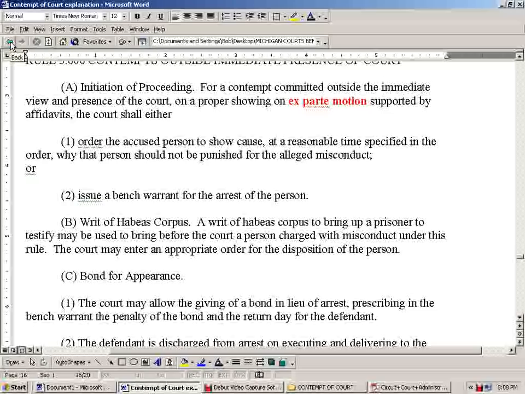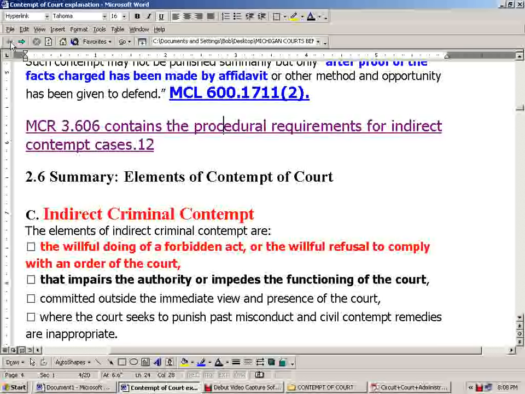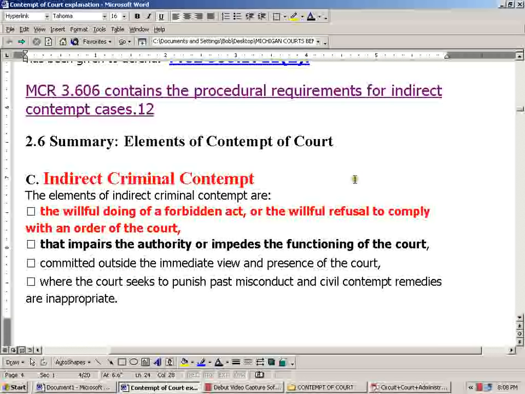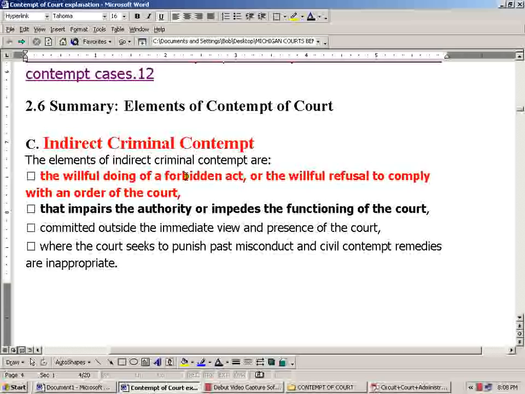to the court administrator with an affidavit to support. Ex parte motion for a contempt of court hearing. For indirect contempt. Elements of contempt of court.